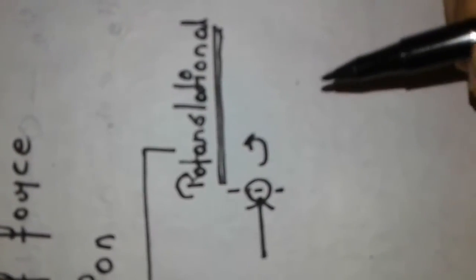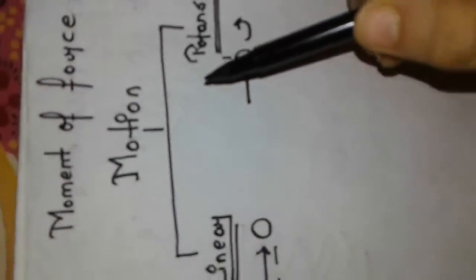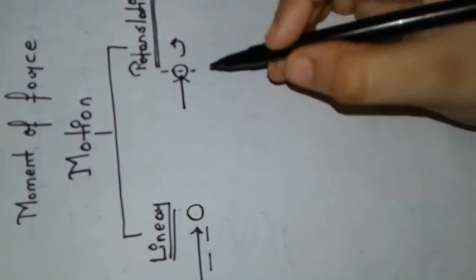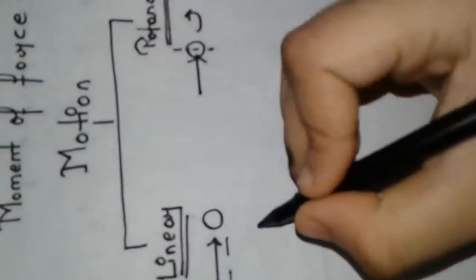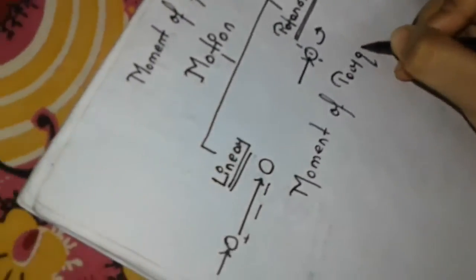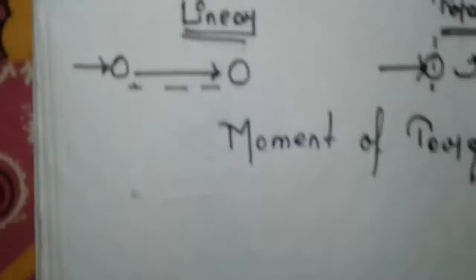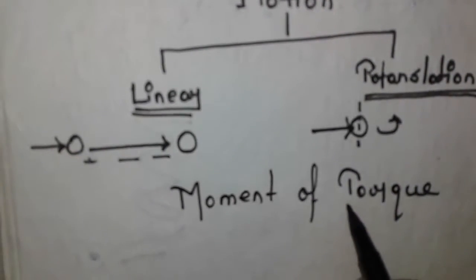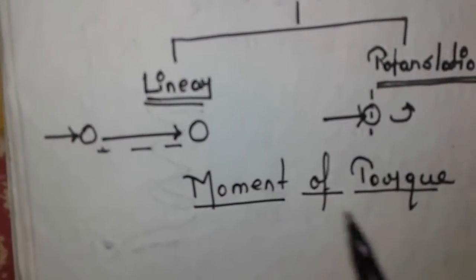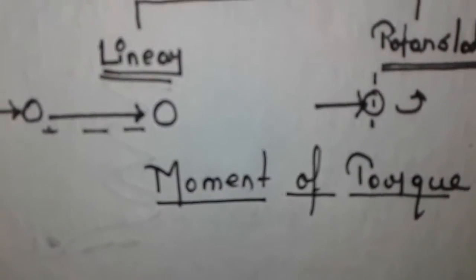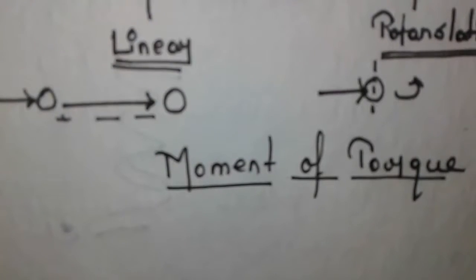So we are going to learn about moment of torque. Moment of force means a force which is applied on a body attached to a fixed axis. What is moment of torque? The meaning of the word moment of torque is the turning effect of the force. Torque means the turning effect of the force.